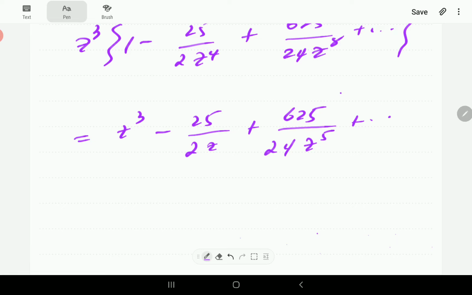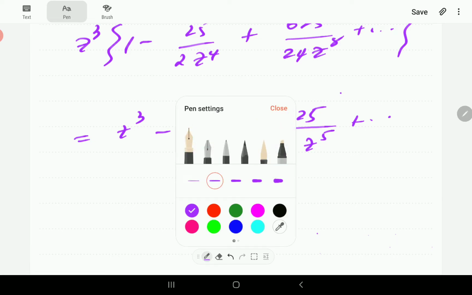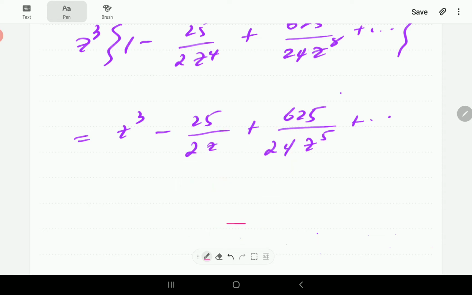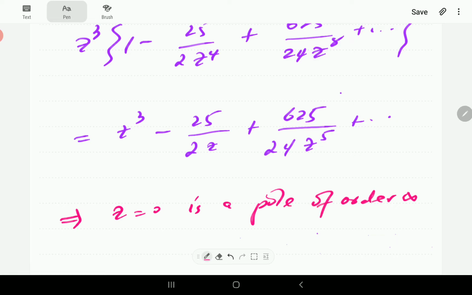This clearly shows that the powers of z that are negative are going to go on and on and on here. So it is telling us that z equals 0 is an essential singularity, or this is a pole of order infinity.